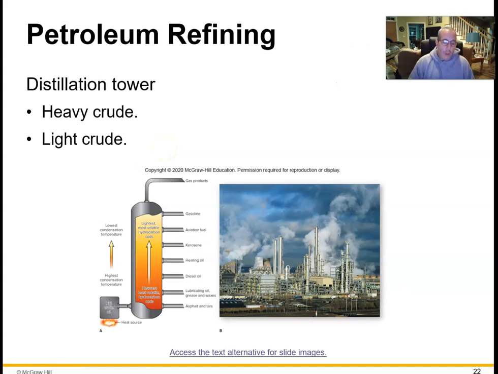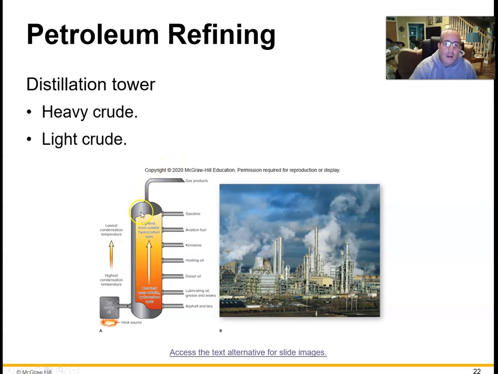Another thing we have to think about is the type of oil that we're able to access. Pretty much since we've been using oil, we've been using the good stuff, the easy to get to stuff, what we call light crude. That's the easiest to refine. It has the most beneficial chemicals that we want for our purposes, which is gasoline.